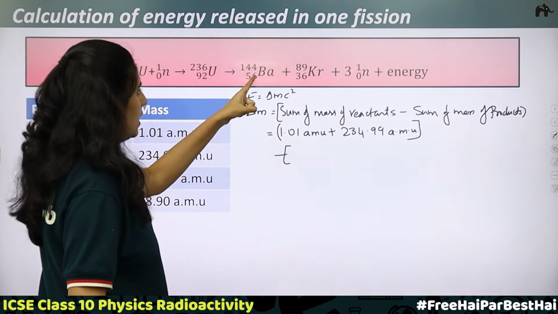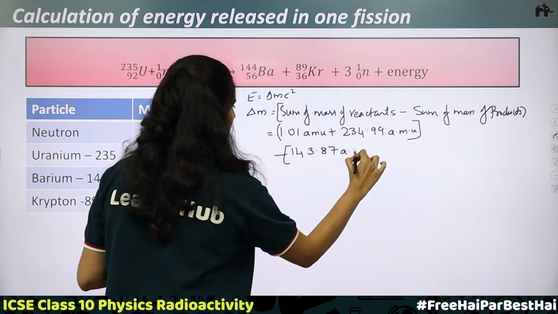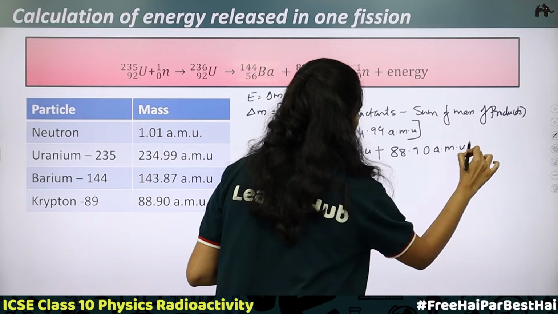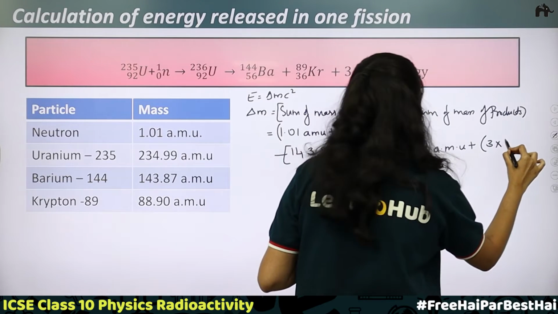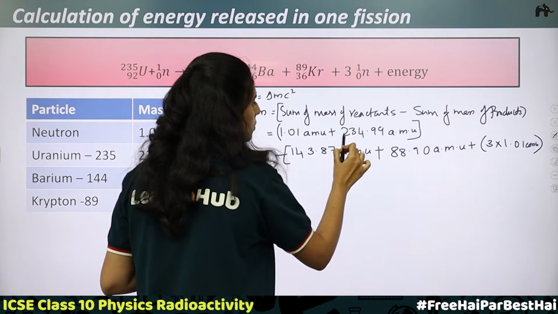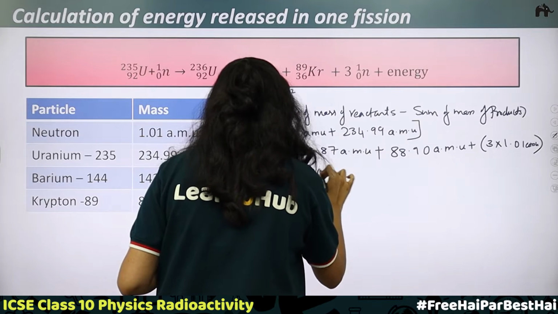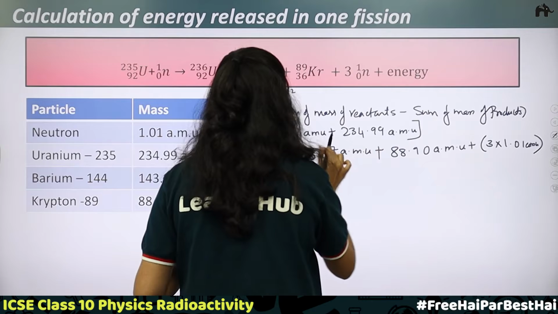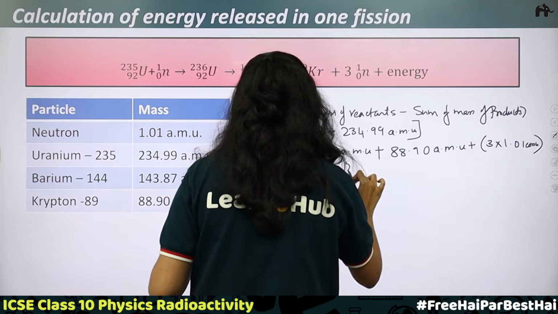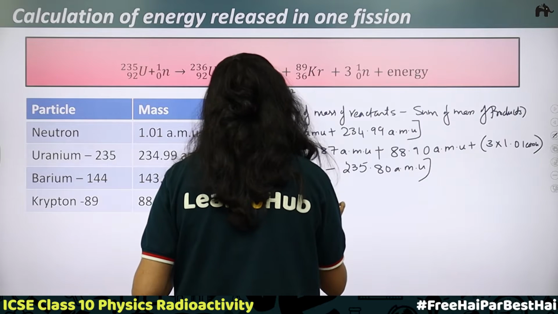So what are the products? First, the mass of barium-144 is 143.87 a.m.u, plus the mass of krypton, 88.90 a.m.u, plus 3 into the mass of neutron, 1.01 a.m.u. On the reactant side, 1.01 plus 234.99 is 236.00. Minus, when you add 143.87 plus 88.90 plus 3.03, you get 235.80 a.m.u. On subtracting, you get 0.20 a.m.u.